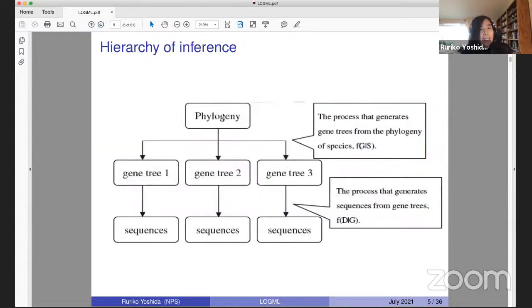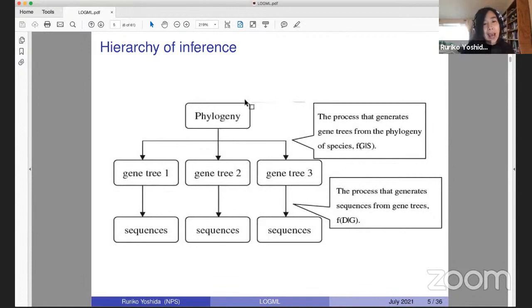So this is a mathematical, statistical model for the genome, how the genes are actually generated. Suppose we have species trees, the relationship between species, how they evolved and so on.